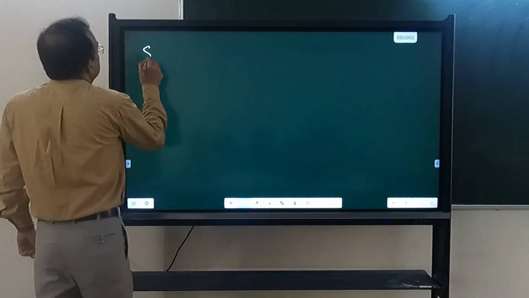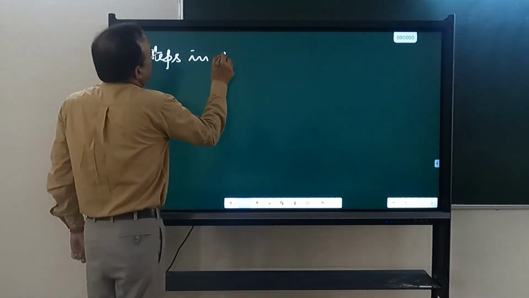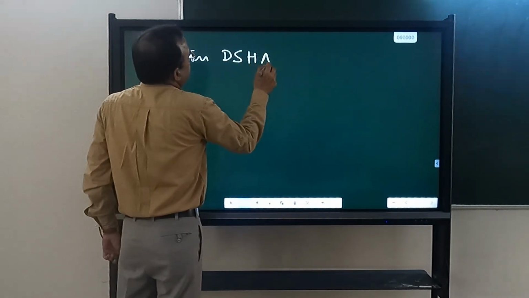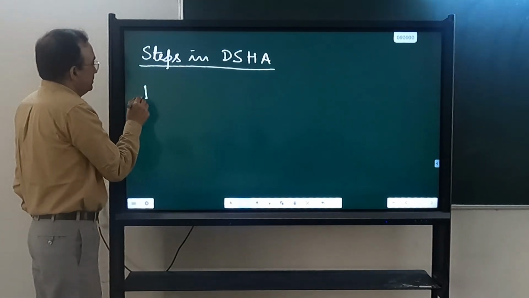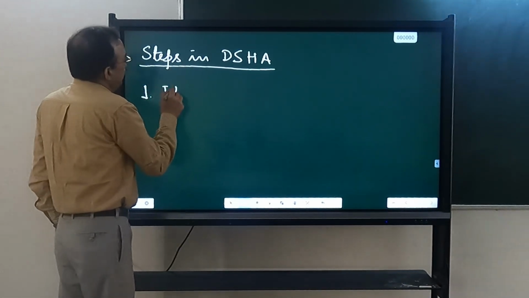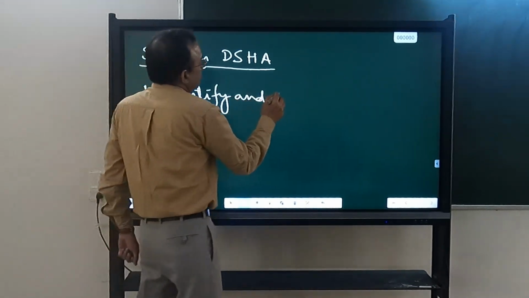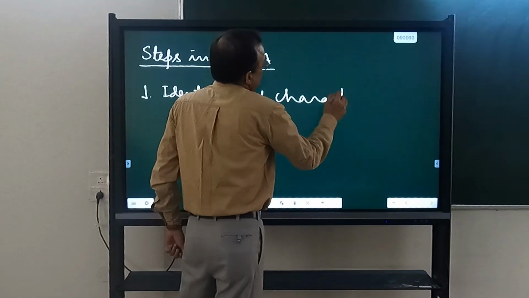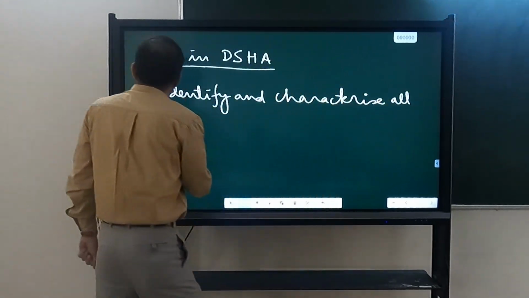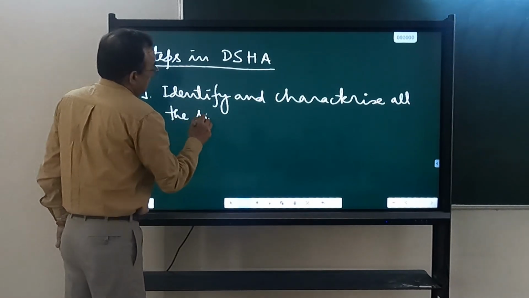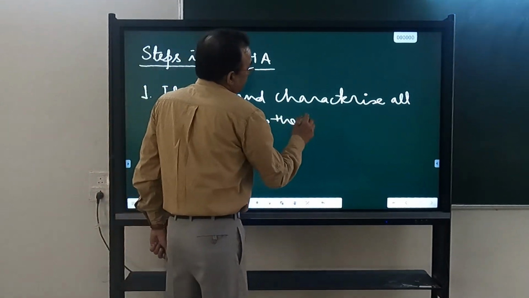So let's go for the steps in deterministic seismic hazard analysis, DSHA. The first step in DSHA will be to identify and characterize all the sources in the vicinity of the site.